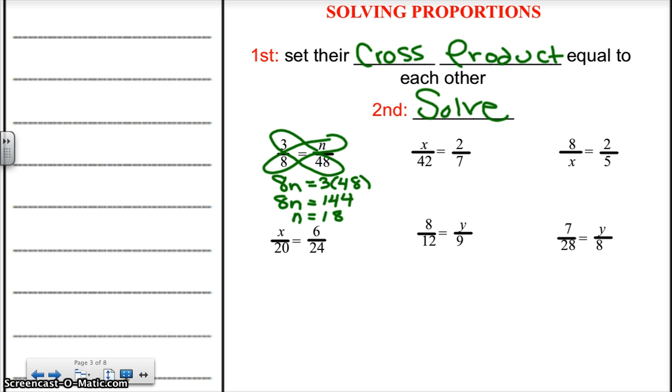I'm solving the proportion by setting their cross product equal to each other. Again, I start with my variable side. The reason I do that, I like my variable on the left. So I'm going to start with 7x is equal, and now I'm going to multiply these two. 42 times 2 is 84. Divide through by 7, x is 12.